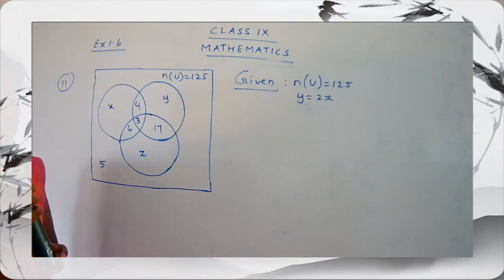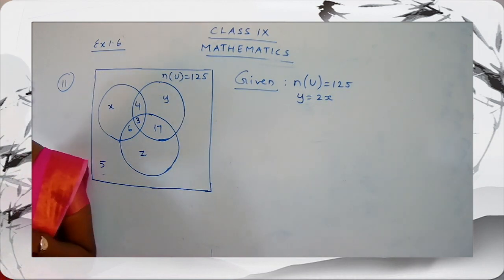2 times. That is, what is the sign between 2 and x? It's multiplication. So y is equal to 2x. Okay, let's go for the next part.